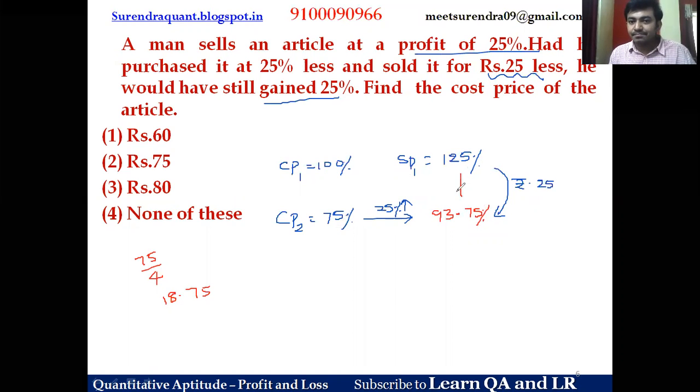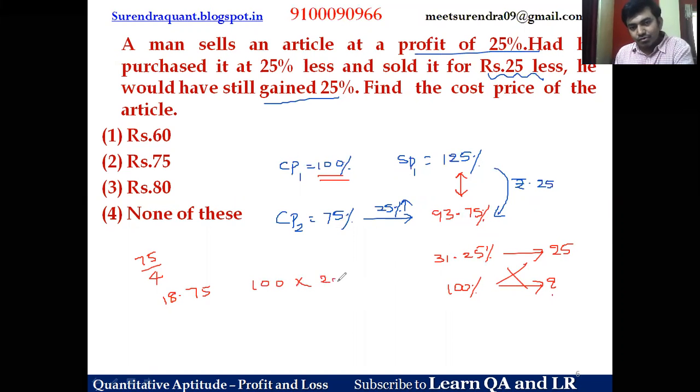Friends, what is the difference of SP in terms of percentages? This is the difference, right? What is the difference? It is 31.25. So 31.25% is the given difference of 25 rupees. Then 100% is what? Right? So let us cross multiply. This is 100 into 25 by 31.25, that is 31.25 by 100, and that 100 goes to the numerator.